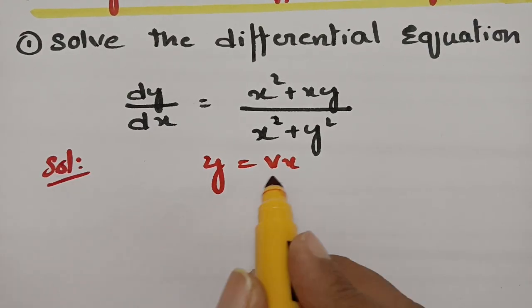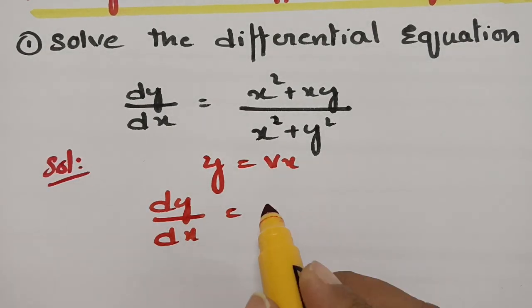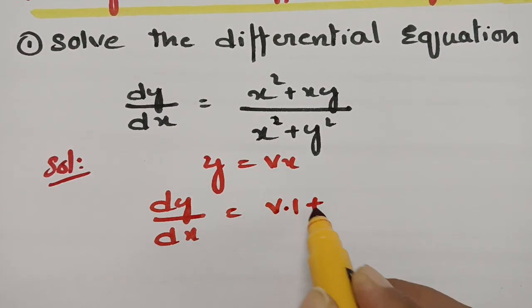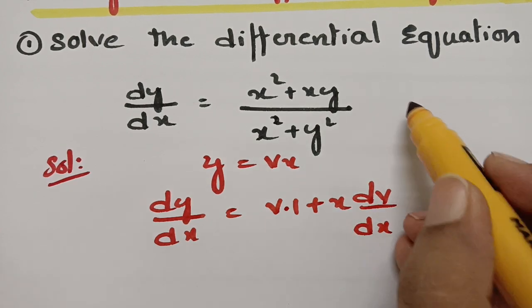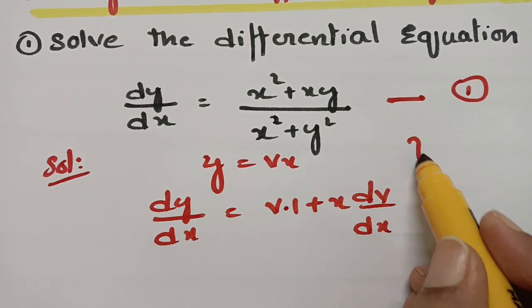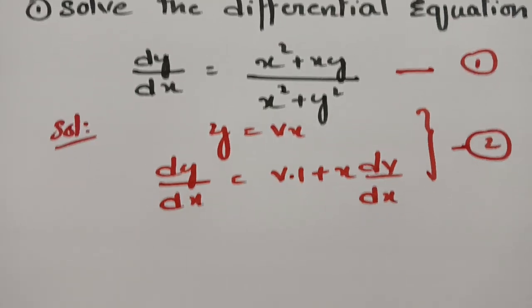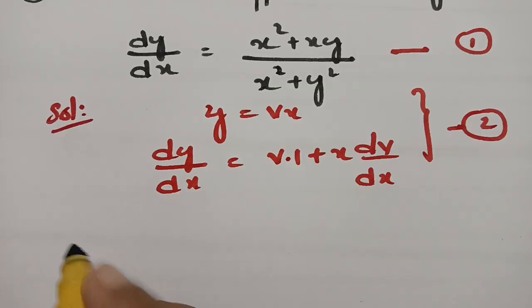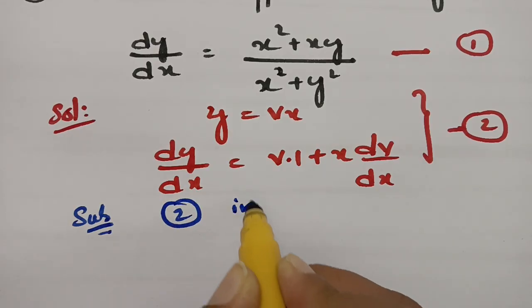If I differentiate on both sides, this will be dy by dx is equal to, for x, I am taking 1 and I am leaving x here, for v, this is dv by dx. I'll consider this as equation 1 and these two as equation 2. Now I am going to substitute the y value and dy by dx value in equation 1. Substitute the values of 2 in equation 1.